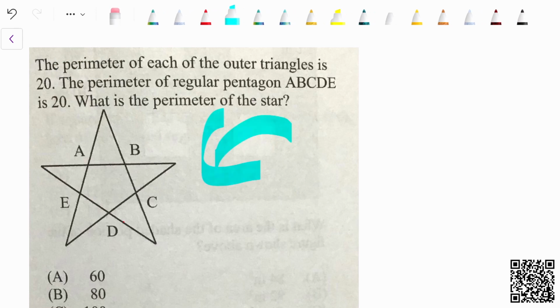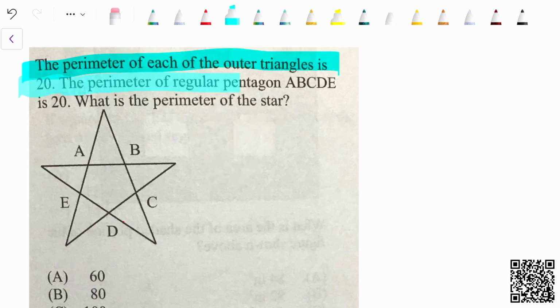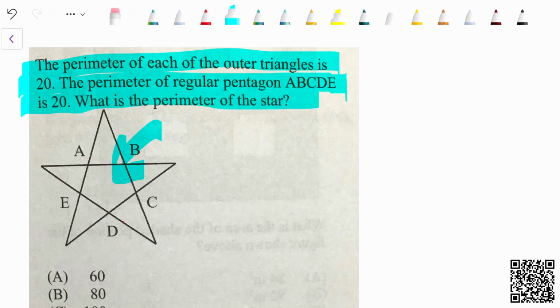So our first question today is, the perimeter of each of the outer triangles is 20. The perimeter of the regular pentagon, ABCDE, this guy, is also 20. What is the perimeter of the star? And it's already told you that the outer triangles' perimeters are 20, 20, 20, 20, 20.